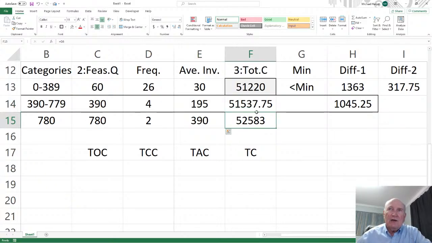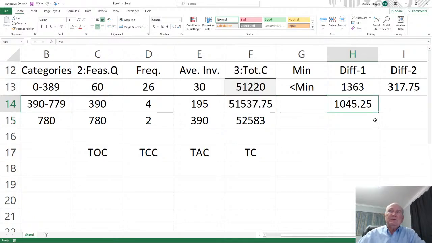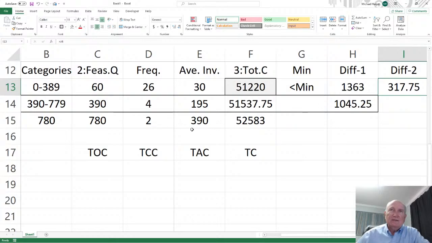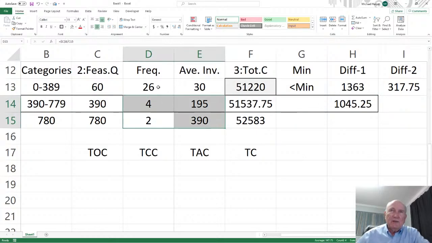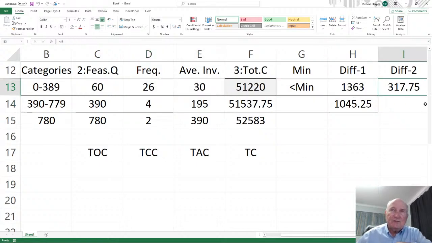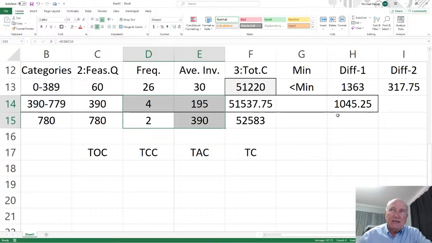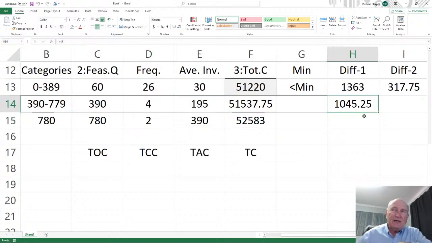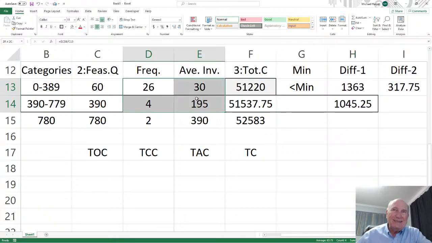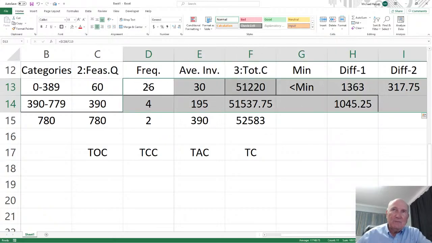And so the cost here, the difference between these two, is $1,000. The difference between these two is $317. So the difference between these two is small. The difference here is a savings of $1,045. So you have a small impact on your operations with a savings of $1,045, and here you have a significant impact on your operations from the first to the second category for just a savings of $317.